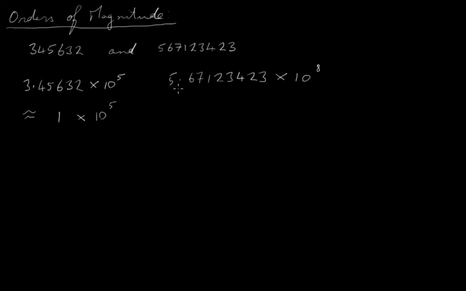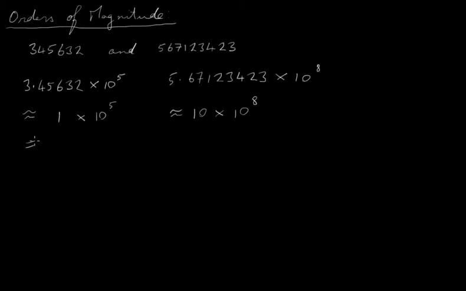This number here is between 5 and 10. It's greater than 5, in other words. So I'm going to round this number up to 10. So instead of 5.671234423, I'm going to call this number 10. I'm rounding it up. So I end up with 10 times 10 to the power of 8. So this number here is equal to this number here, but this number here is approximately equal to this, and this number here is approximately equal to this one here.